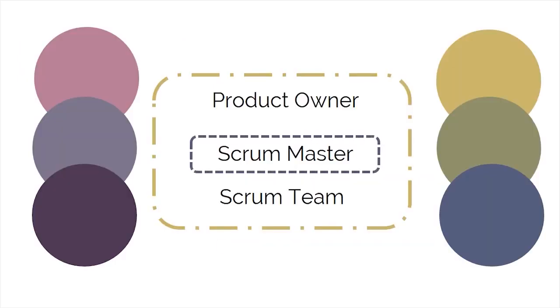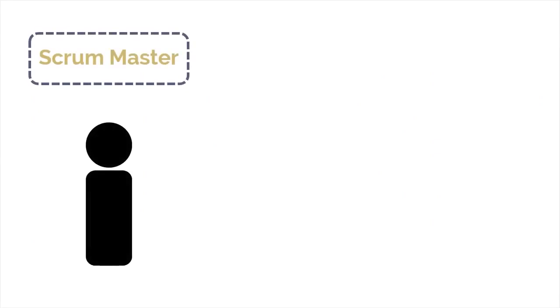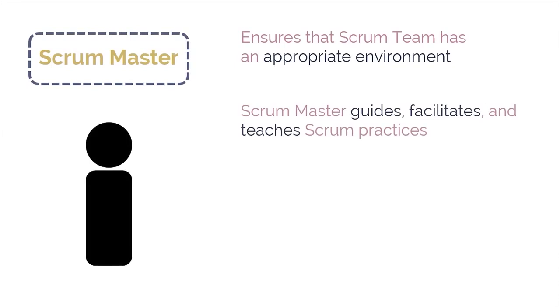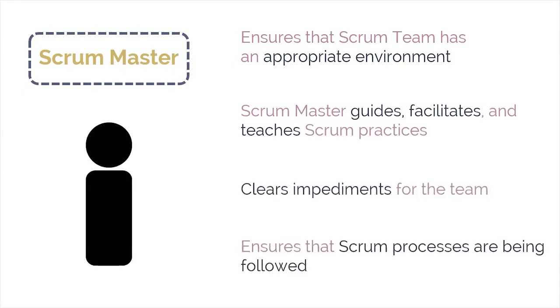Next is the Scrum Master. The Scrum Master is a facilitator who ensures that the Scrum team is provided with an environment conducive to completing the project successfully. The Scrum Master guides, facilitates, and teaches Scrum practices to everyone involved in the project. The Scrum Master clears impediments for the team and ensures that all the Scrum processes are being followed.